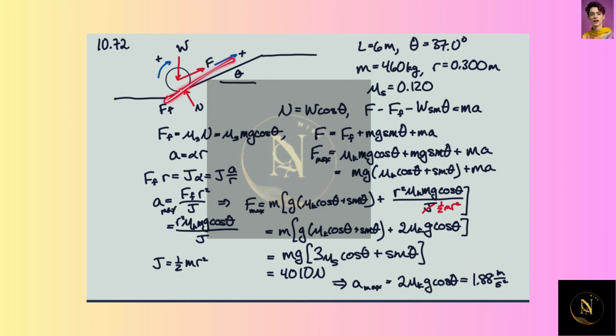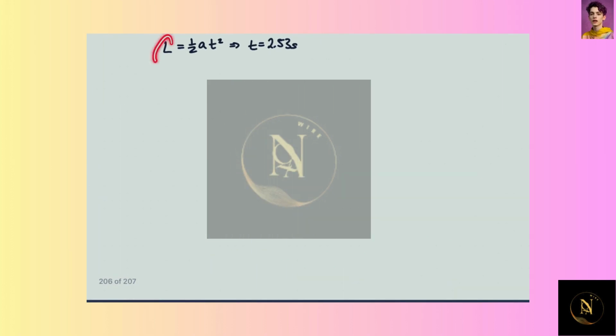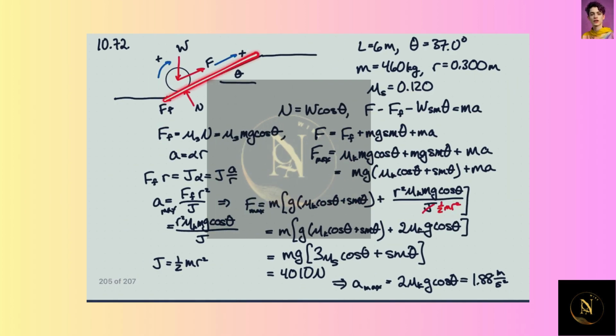And now they ask us how long it takes. Well, the distance that we're traveling is just, assuming we're starting from rest, 1/2 A t squared. And so this is, what was it, 6 meters, and we know this, so we can solve for t, and that gives us about 2.5 seconds. So it takes us about 2.5 seconds to go this 6 meters, pulling it as hard as we can, but not allowing it to slip.